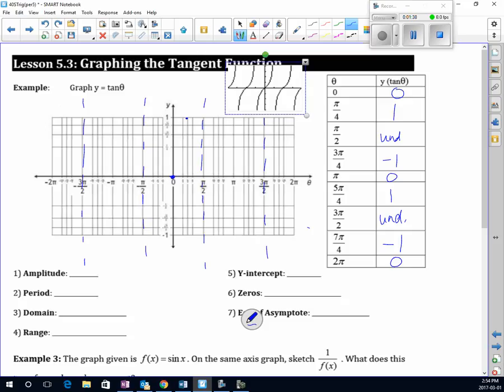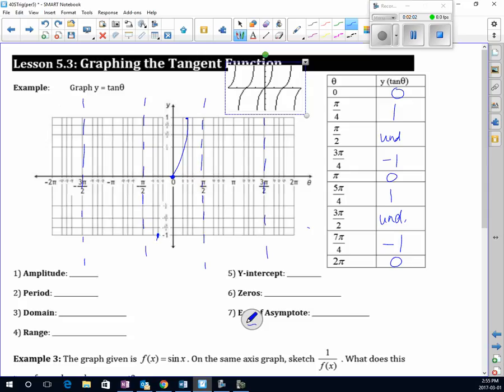What is tan of negative pi over 4? That would be the same thing as what? Tan of 7 pi over 4. So that would be negative 1. So do you see, if that's the case, do you see this part of the graph up here in my TI-84? It looks like this, but my problem is it's hard to curve it up and hit this asymptote.